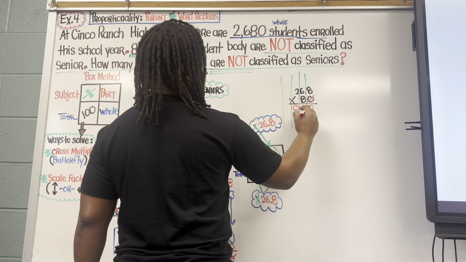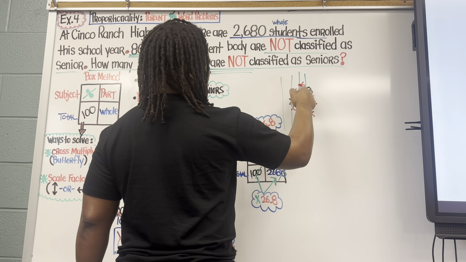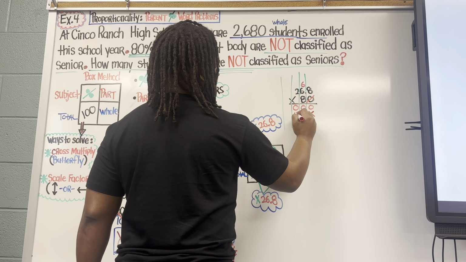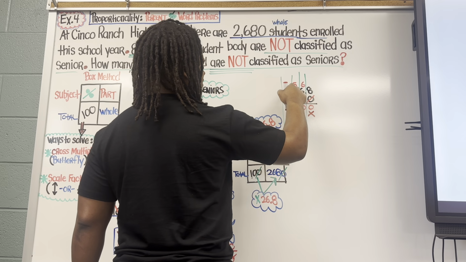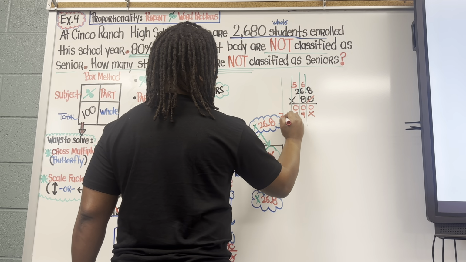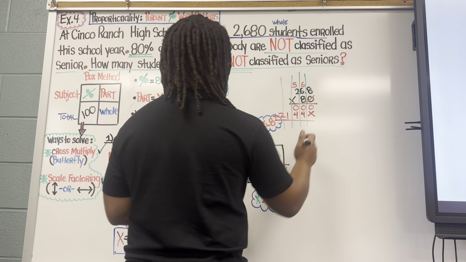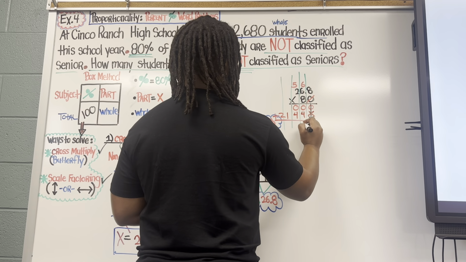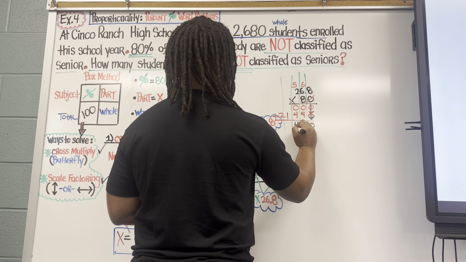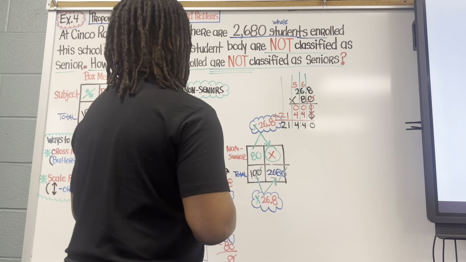So 8 times 8 is 64. 8 times 6 is 48, plus 6 is 54. 8 times 2 is 16, plus 5 is 21. Okay, 21. And then I'm just going to bring everything else down. 0 plus nothing is 0. 0 plus 4 is 4. 0 plus 4 is 4. 1 and then 2. So that is 20.